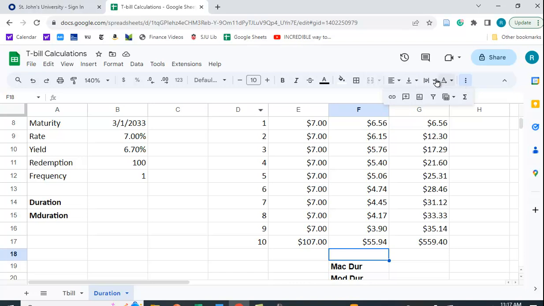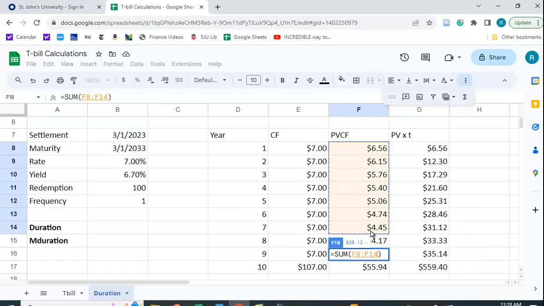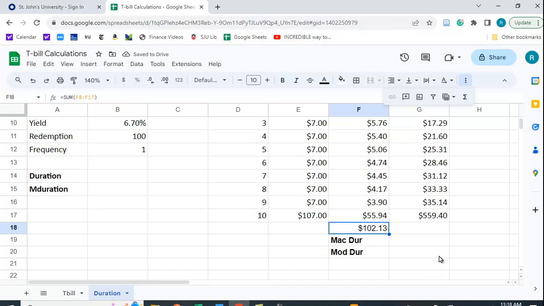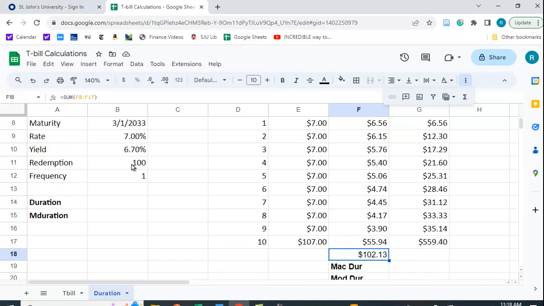If you look at this toolbar, if you don't see anything here, you hit these dots here, and there's a big sigma. If you hit it, there are some functions. So we can sum these, and we can just highlight these cells, and I want to be at B17, I believe. And hit enter. And I get $102.13, which makes sense. If the interest rate went down, the bond price should be above the redemption value, or the par or face value.